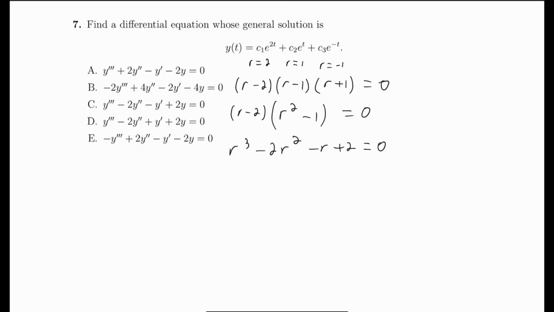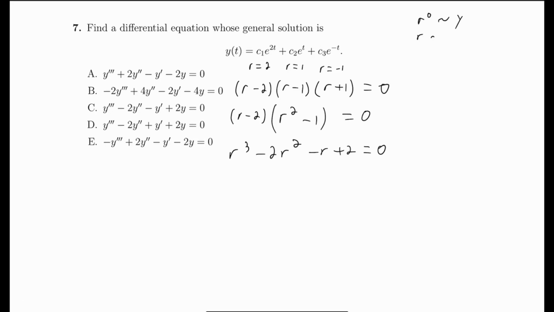And then remember, when we plugged in our characteristic equation, if we were solving this normally, you can think of it as r to the 0 corresponds to just y, right? So that's going to be a term like this, where you don't see the r. An r corresponds to a y prime. An r squared corresponds to a y double prime. And an r cubed corresponds to a y triple prime.